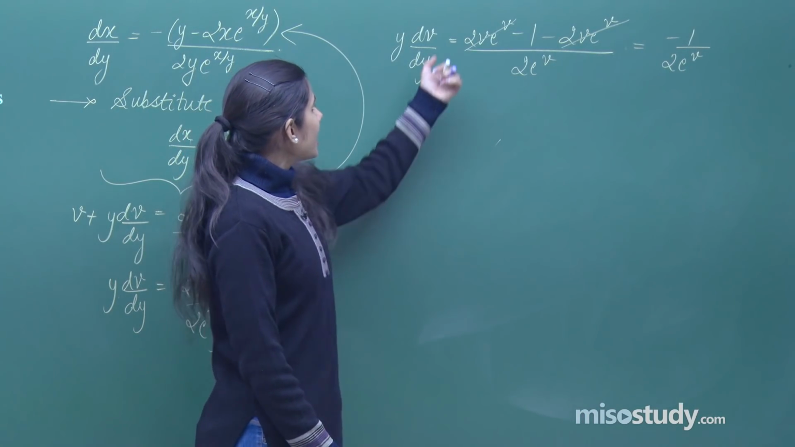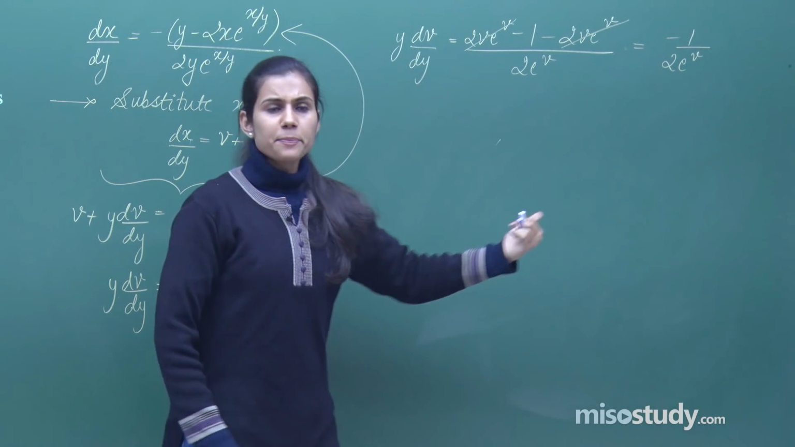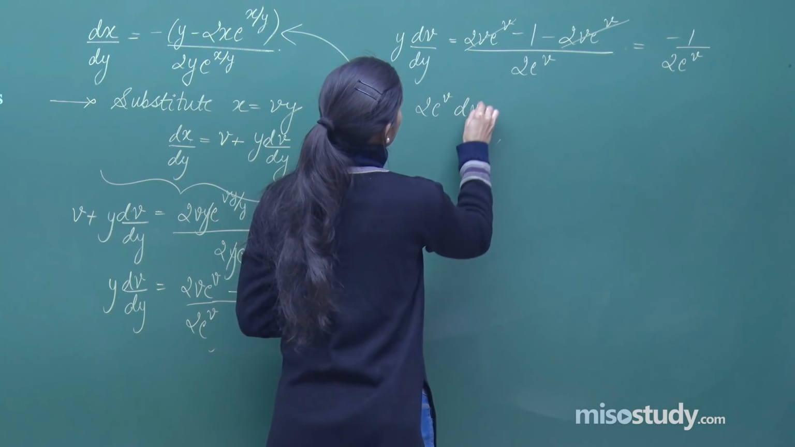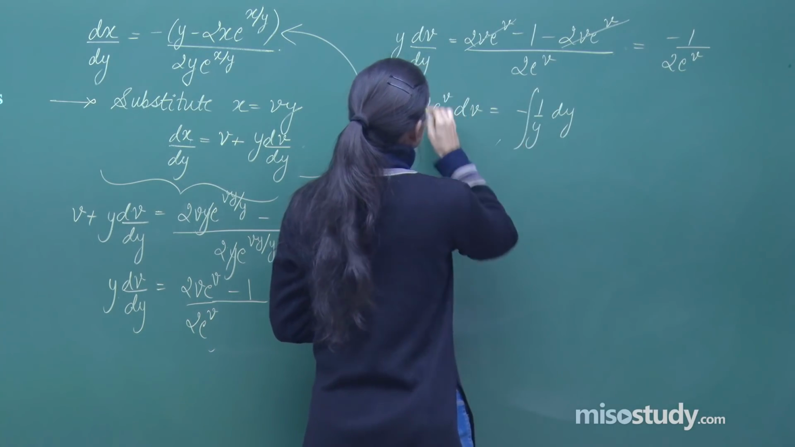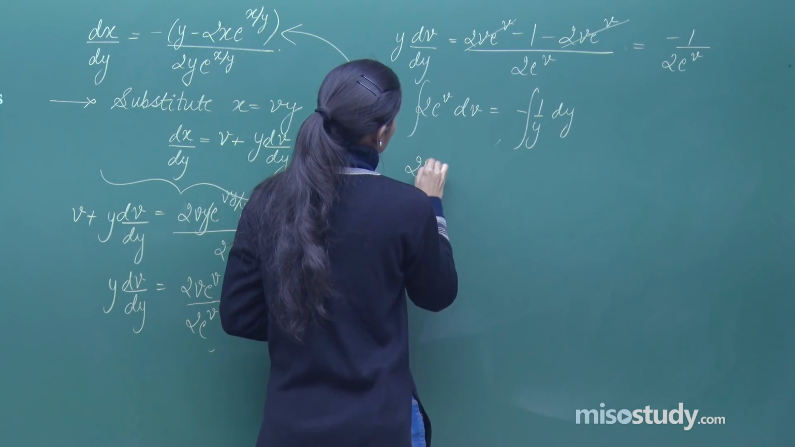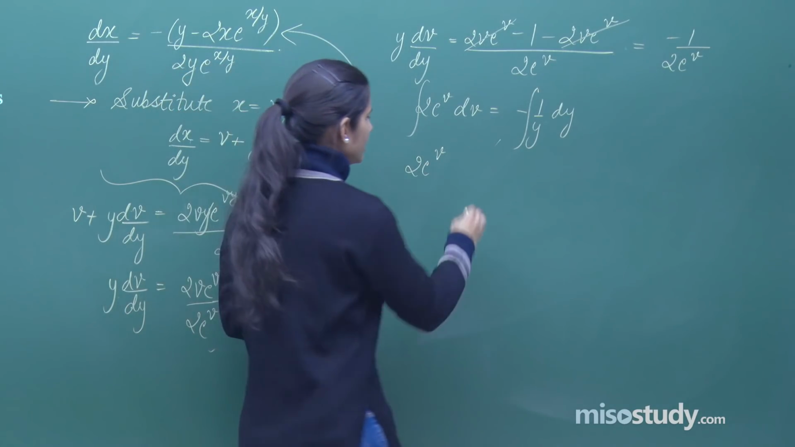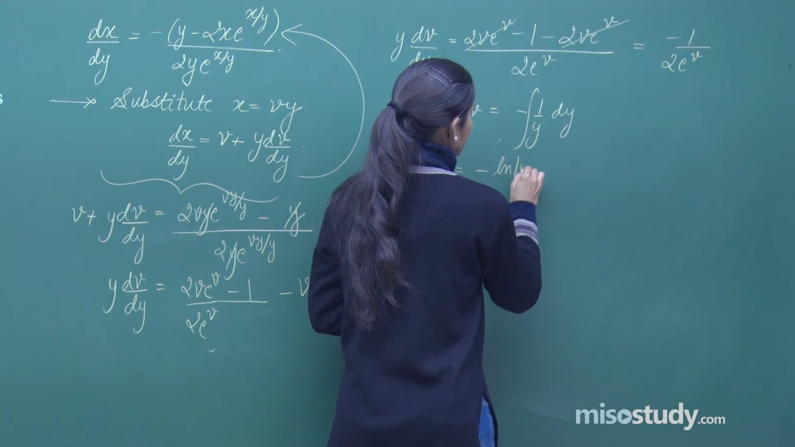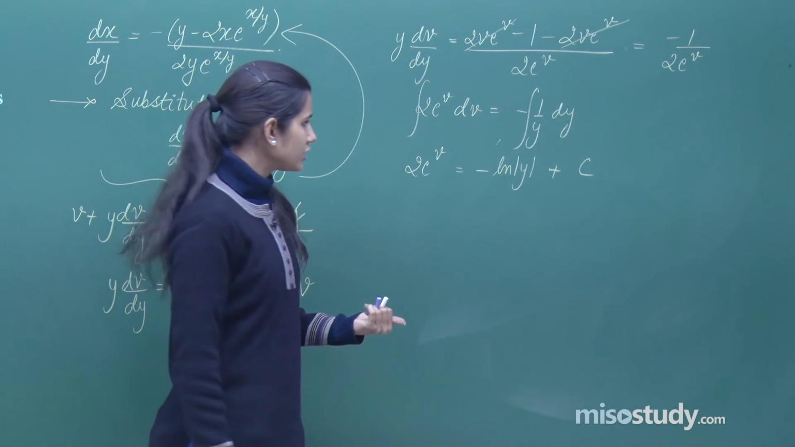Now you can clearly see I have dv and dy, this is completely an expression of y, this is completely an expression of v. Separate the variables out and perform your integration. This is 2 e to the power v dv equals minus 1 by y dy. Integrate both sides, by using variable separable form. So this is 2 e to the power v, because you know 2 comes out and integration of e to the power v is e to the power v, is equal to minus, what is integration of 1 by y? Log y plus integration constant or constant of integration.